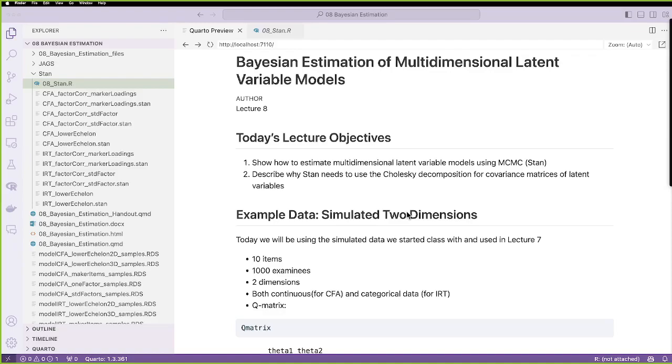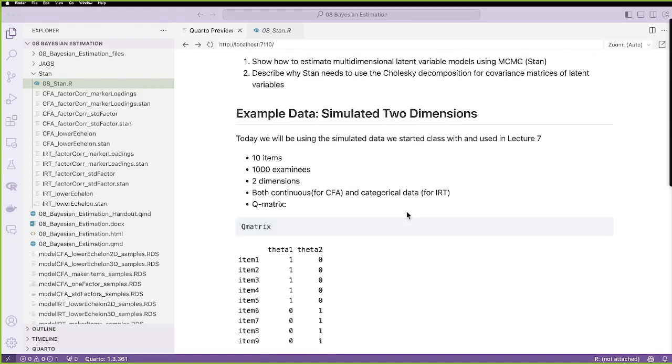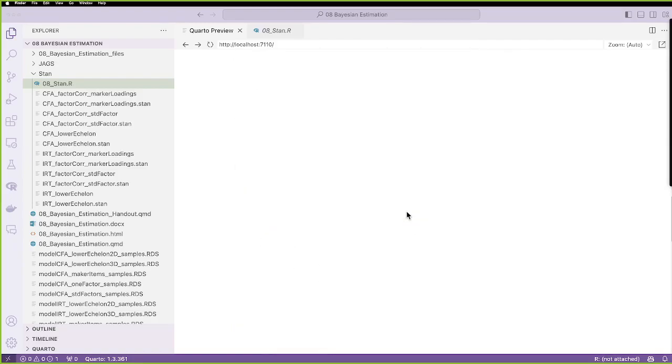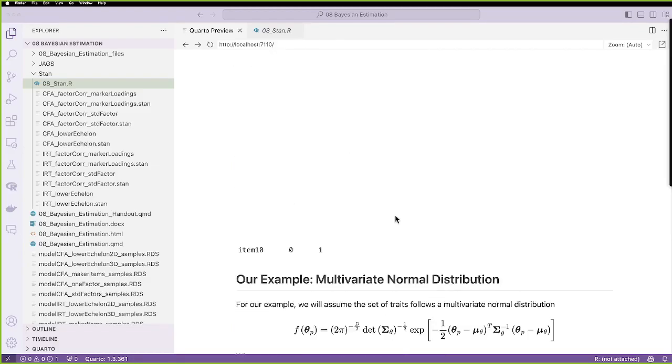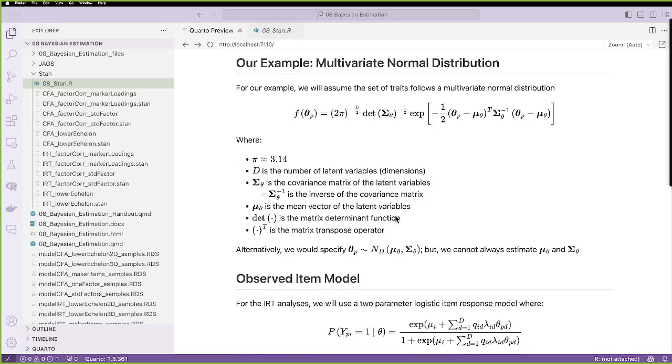So we'll use Stan. And for those of you who aren't familiar with Stan, and actually I'm looking now, oh, there it is. Okay, my computer is just very slow.